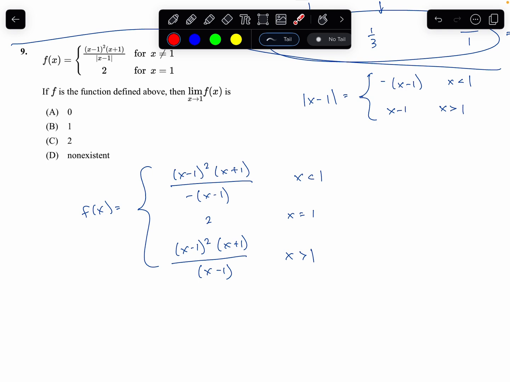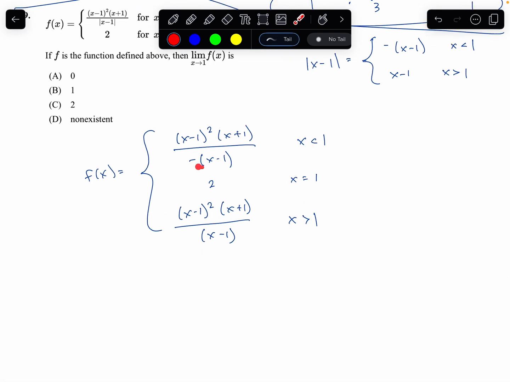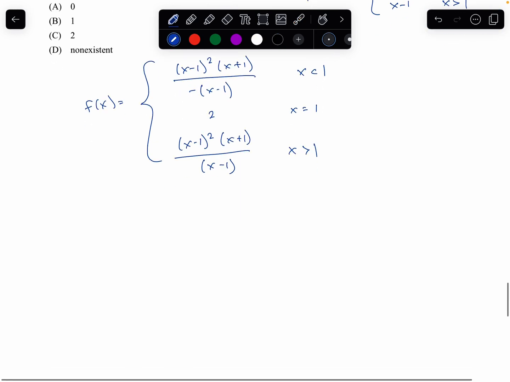Okay, so then the function f is defined above. We're trying to find the limit as x approaches 1. So how do I evaluate the limit as x approaches 1? I'm going to evaluate it from the left here and from the right here. As I notice, I can also cancel those out right here. So those will cancel. So let's say I evaluate the limit as x approaches 1 from the left.